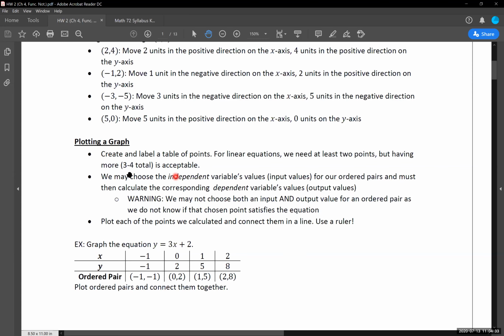Now, I will let you know that depending on the problem you are working with, you can technically choose to have either the x value or the y value at the very beginning when you are trying to find an ordered pair. That being said, here is the big warning. You may not choose both an input and an output value for an ordered pair, as you don't actually know if that chosen point satisfies the equation.